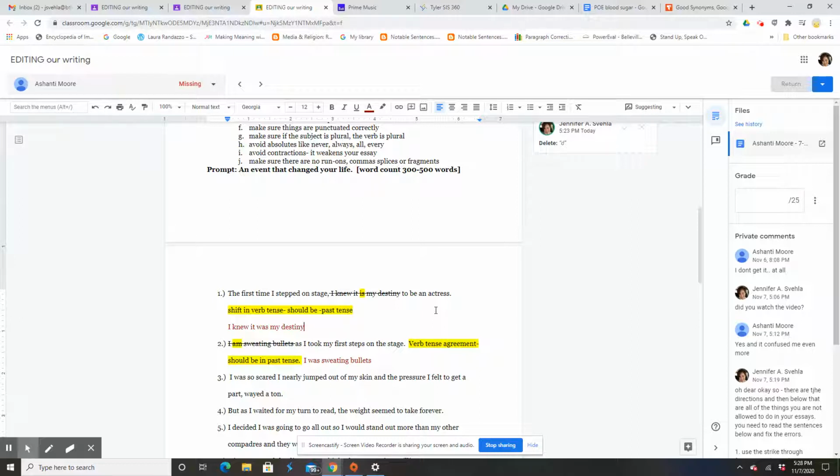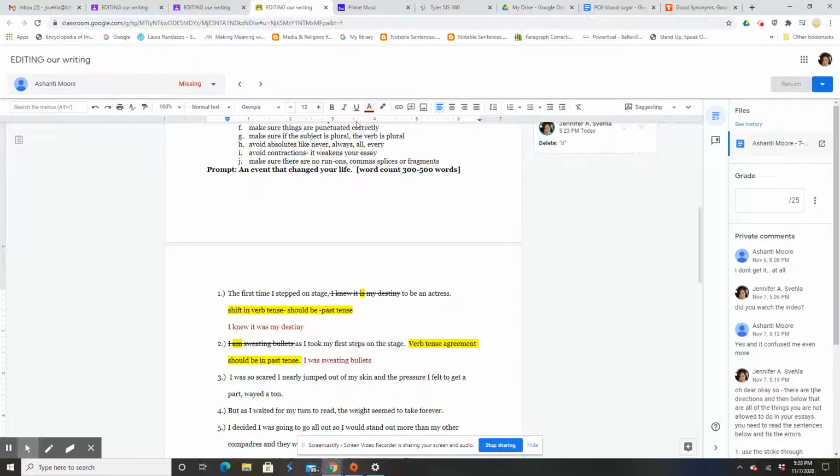And future would be tomorrow I know. But it's actually tomorrow I will know. Whenever we use the future tense, we use "will." So we know that that's past tense. Stepped is past tense, knew is past tense, but "is" is present. So it's something that is being done right now. So we have to change that.